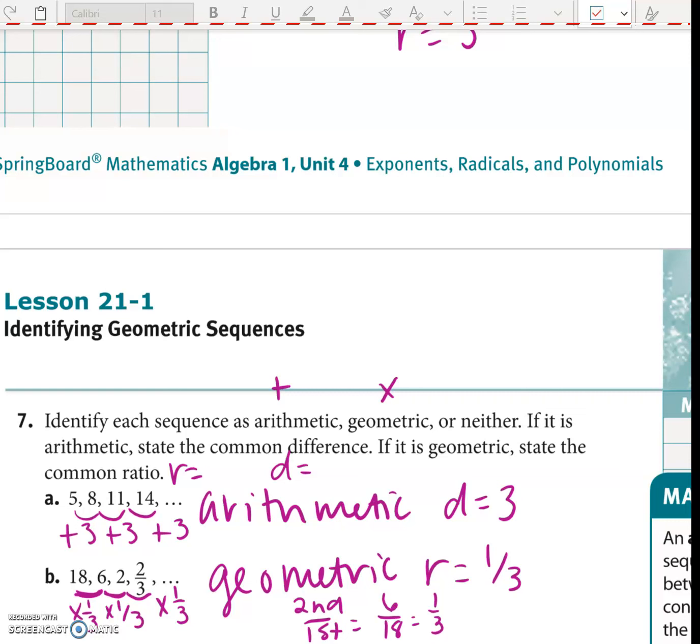Looking at C, so between 1 and 4, it would make sense that you would probably add 3. 4 to 9 is add 5. But you can see since they're already not the same number, and I can't multiply 4 by anything to get 9, we're just going to go ahead and say that that one is neither.